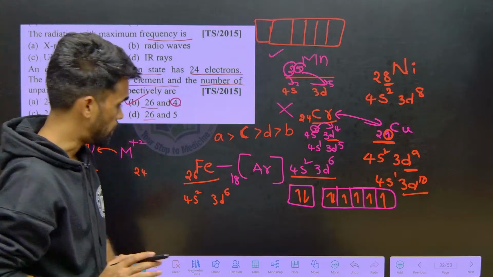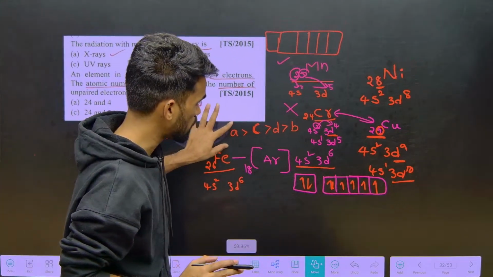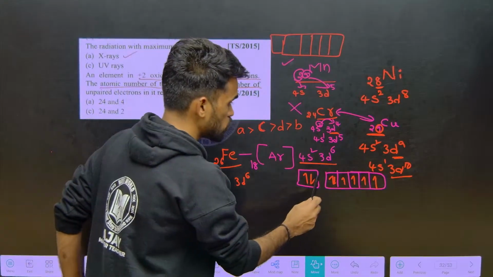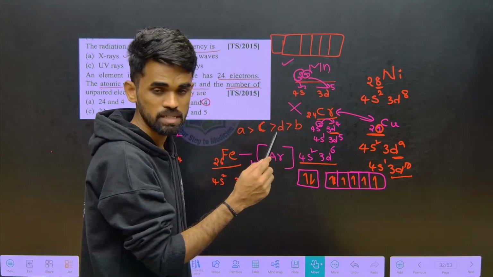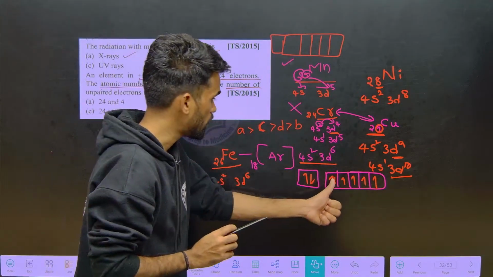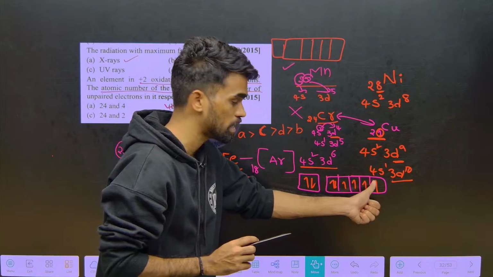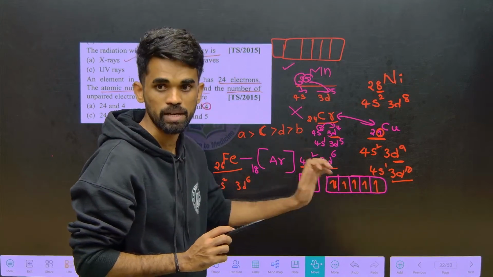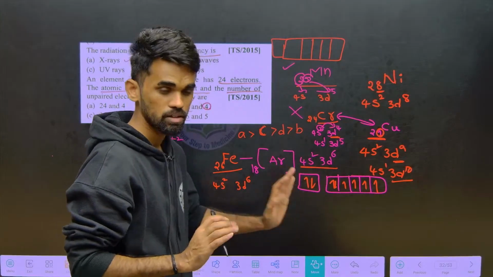Clear? I hope you know Hund's rule, maximum multiplicity. It means we should give 1 electron here first, as we gave. Later you pair up if there is any extra electron. See, if I have only 5 electrons, first give 1 electron each. That 6th electron should come to the first again for pairing, like that. Clear now? Yes.